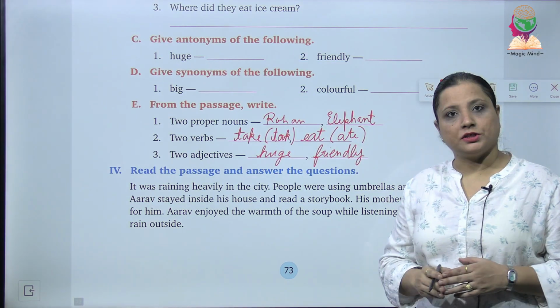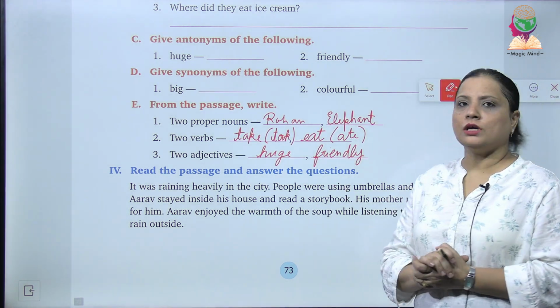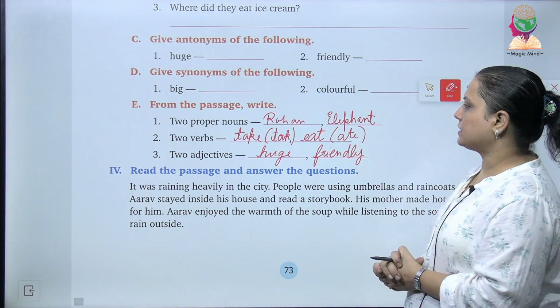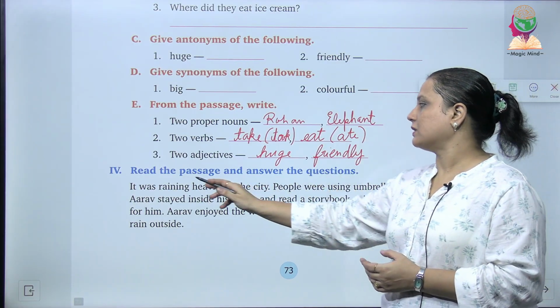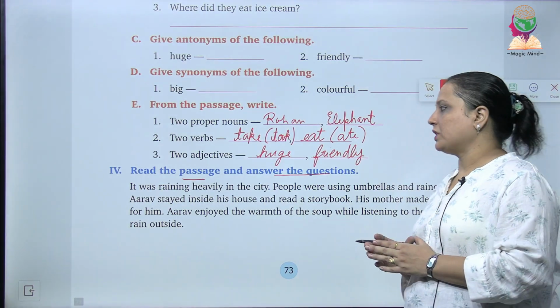With this we have completed all the questions from the passage. Now let's move to the fourth passage. We have to first read the passage and then answer the questions. Let's now begin with it.